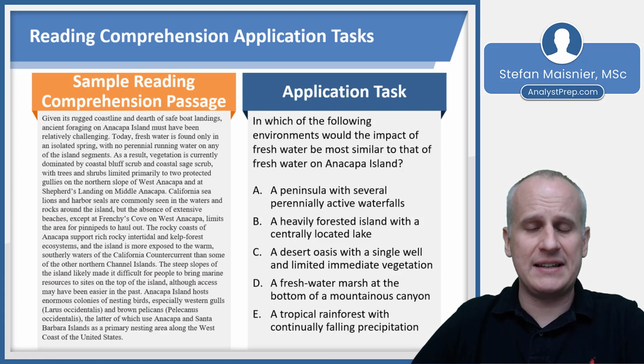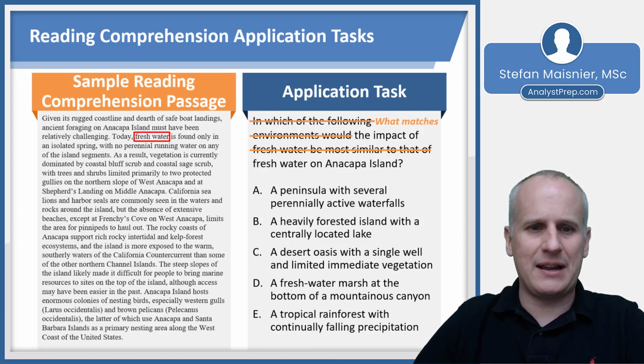As is the case with every task, we're going to try and get this out of the weird phrasing of the GMAT. So, in which of the following environments would the impact of fresh water be most similar to that of fresh water on Anacapa Island? We're going to rephrase this, and we can do so by really simplifying this to just: what matches the impact of fresh water on Anacapa Island? So we've got a specific term to look for.